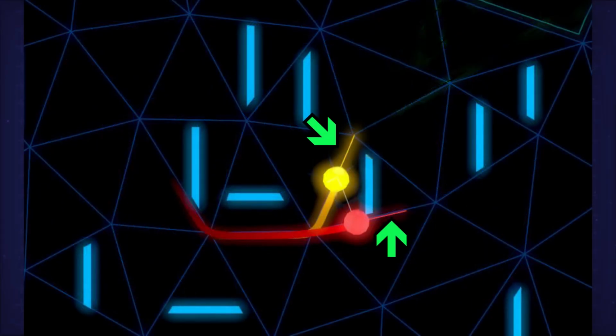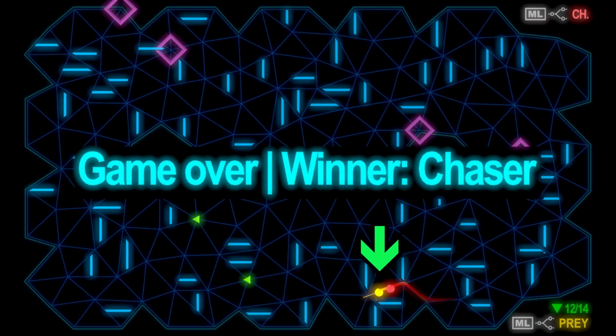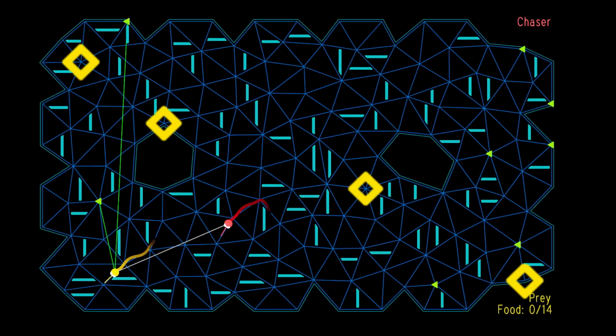These short lines show the orientation of the agents, or which way they're looking. The prey wins by collecting all food items, in green. The chaser wins by catching the prey. These diamond shapes are nodes, which act as protective dens. They are a temporary refuge for the prey, which the chaser can't enter. The prey can stay inside only for a limited time, then it must leave.